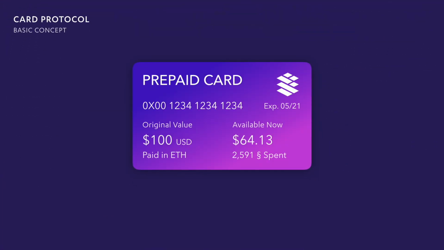So the basic idea of the CARD protocol, and this is not the only type of thing you can make with the CARD protocol, but let's just assume a prepaid card. That's the simplest thing we can think of, which is I deposit an amount of value into a prepaid card, and then I can use that prepaid card, this little logo here, the Cardstack logo, wherever Cardstack is accepted. Let's take a look at what's going on here.